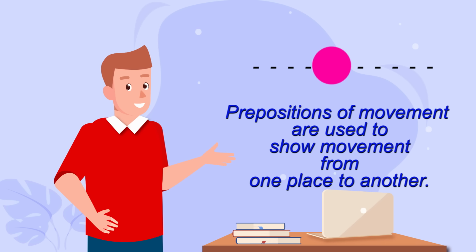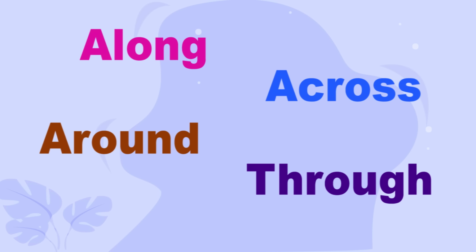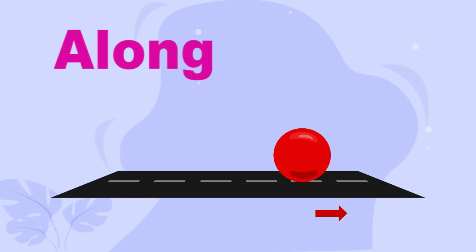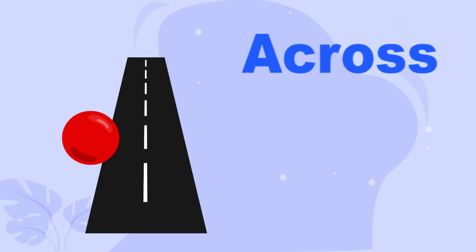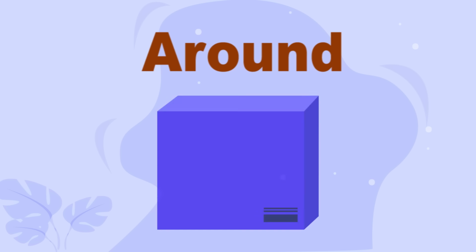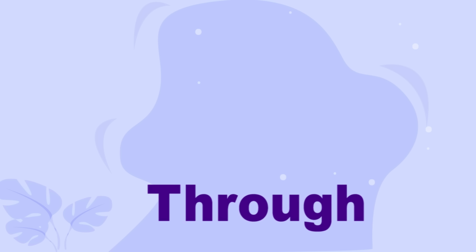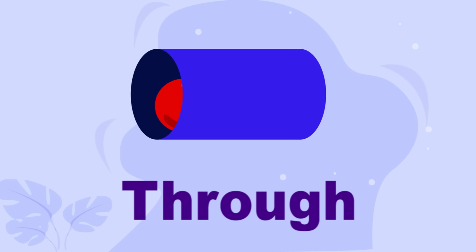Let's look at the 4 prepositions one by one. We use the preposition along to show movement in a constant direction. We use the preposition across to show movement from one side to the other. We use the preposition around to show movement on each side of something, or direction surrounding something or somebody. We use the preposition through to show movement from one end of something to the other.